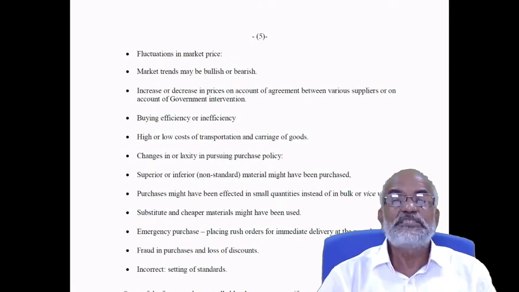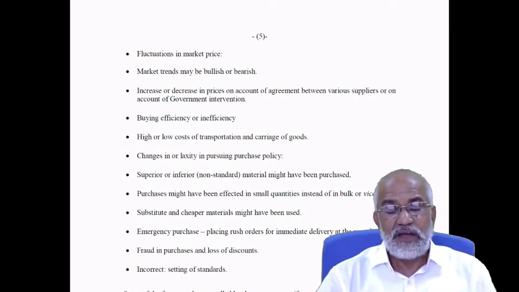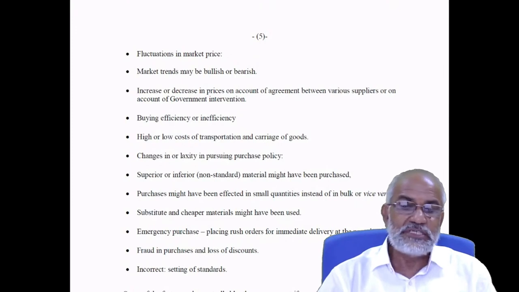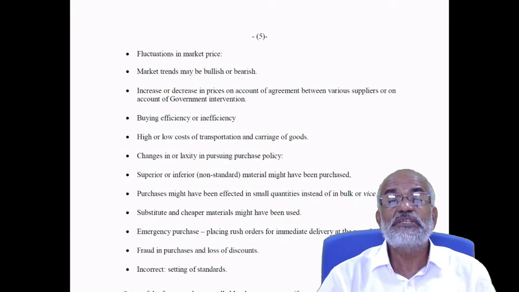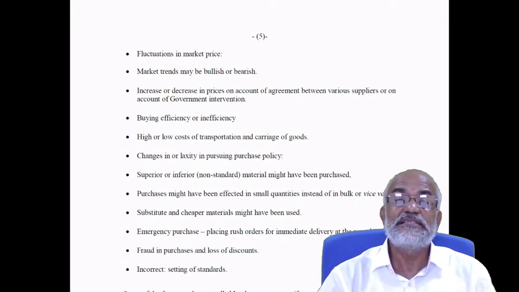Changes in or laxity in pursuing purchase policy. If the purchase policy is suffering from any laxity on account of persuasion, that will also result in the direct material price variance. The next reason is superior or inferior, non-standard or substandard material might have been purchased. When there is purchase of substandard or low standard materials, it may result in direct material price variance.